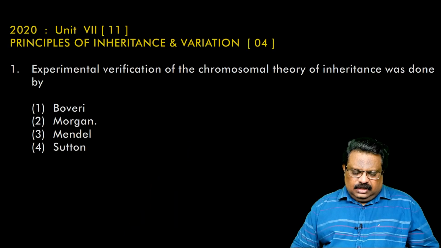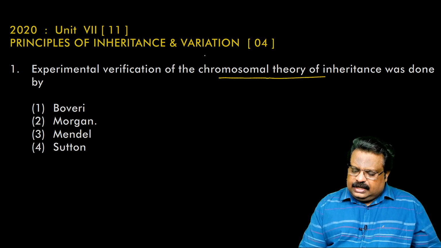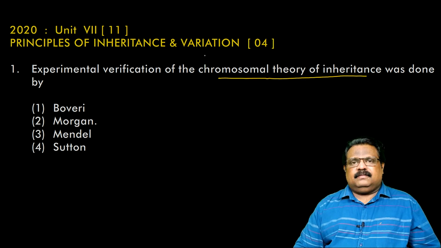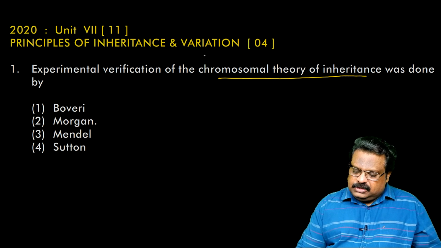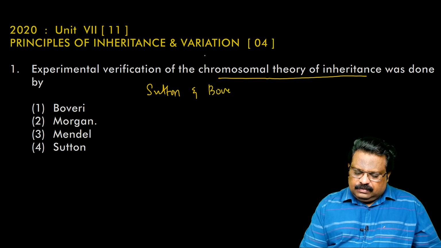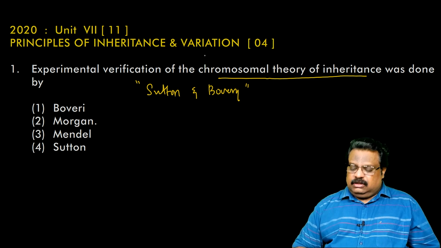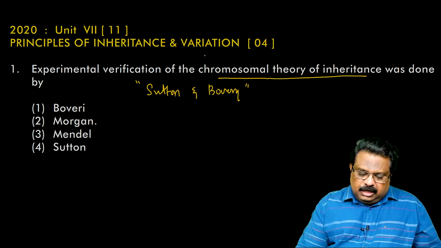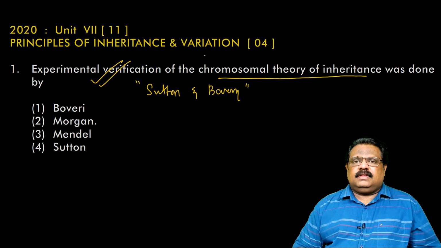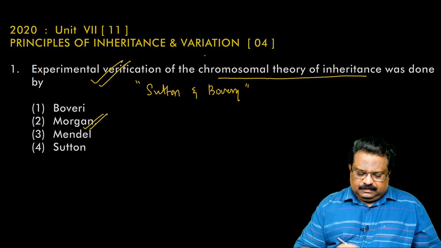The first question: the experimental verification of the chromosomal theory of inheritance was done by. We studied that the chromosomal theory of inheritance was put forward by Sutton and Boveri, isn't it? Sutton and Boveri had proposed it, but the question was the experimental verification. The experimental verification was done by Morgan.